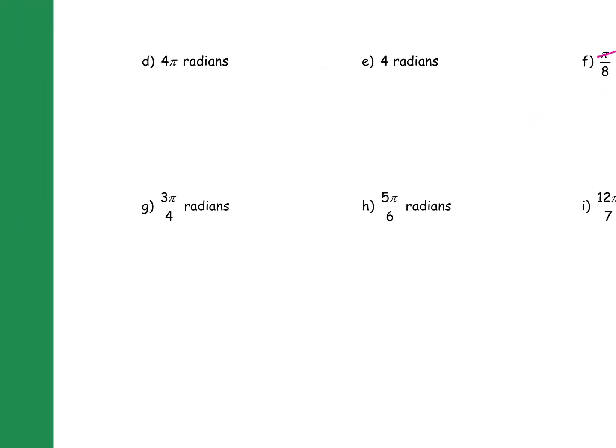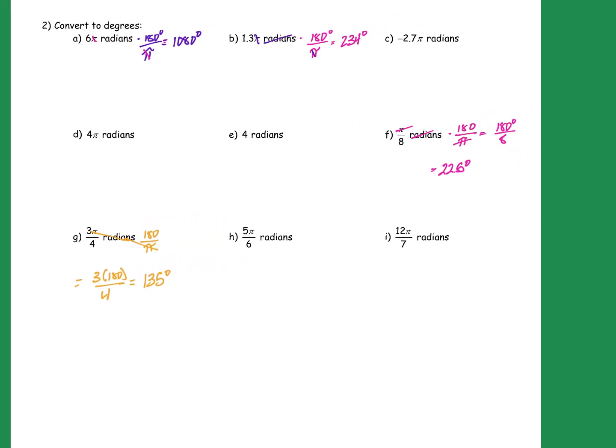So this one still 180 divided by pi. So the pi's go away and I get left with 3 times 180 divided by 4. Okay? So I'm going to do 3 times 180. Oh, I hate this calculator. 180 divided by 4. Put it in my calculator, get 135 degrees. Okay, I want you guys to try and work on some of the other ones.